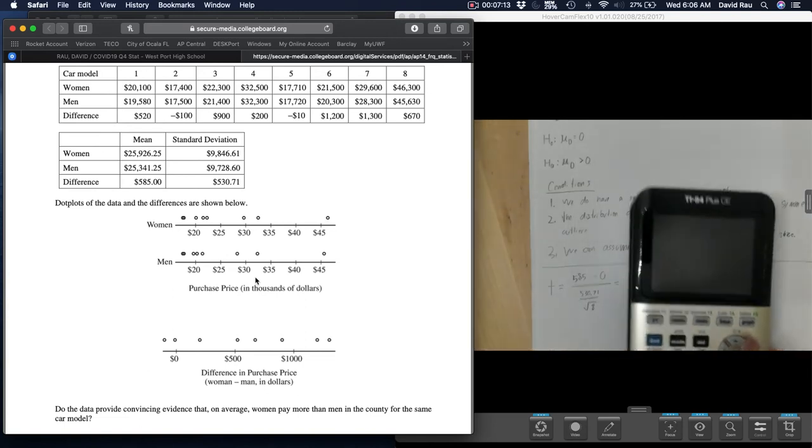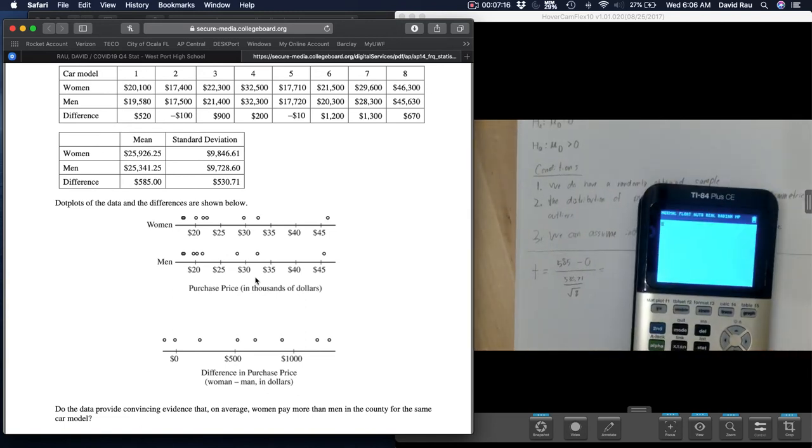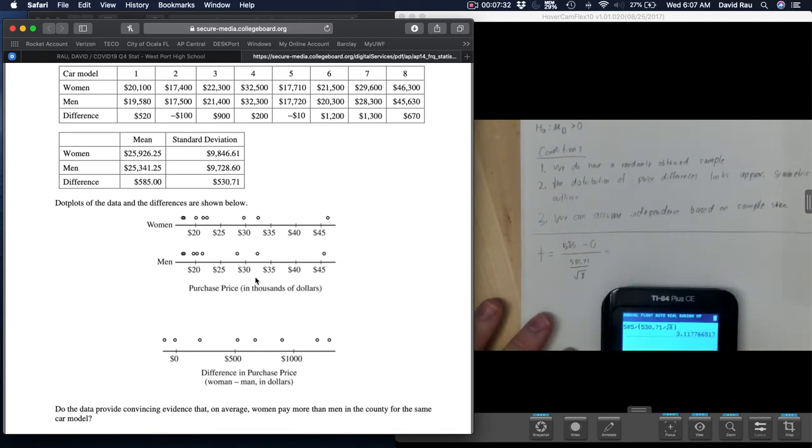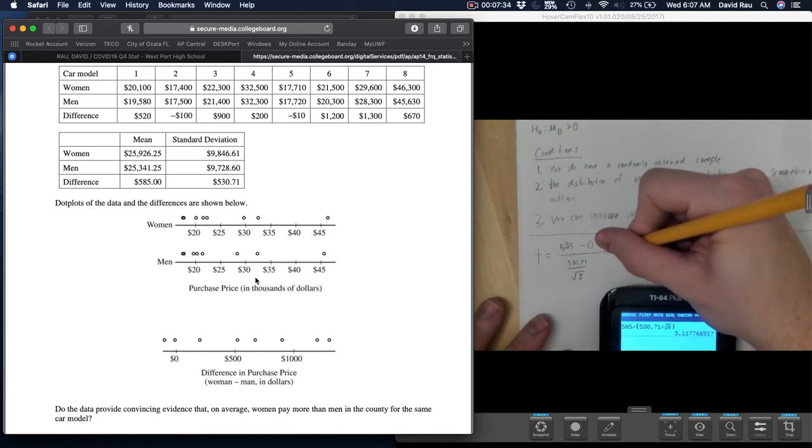Okay, so let's calculate this thing. 585 minus 0 is just 585. We're dividing that by, I'll put it in parentheses, 530.71 divided by the square root of 8. And I get 3.12. So approximately 3.12.